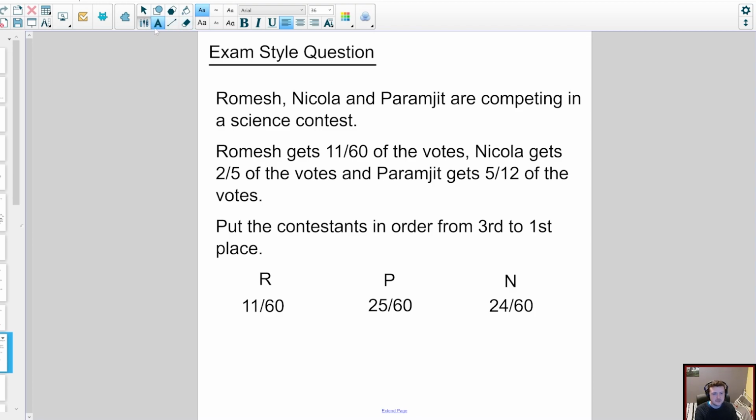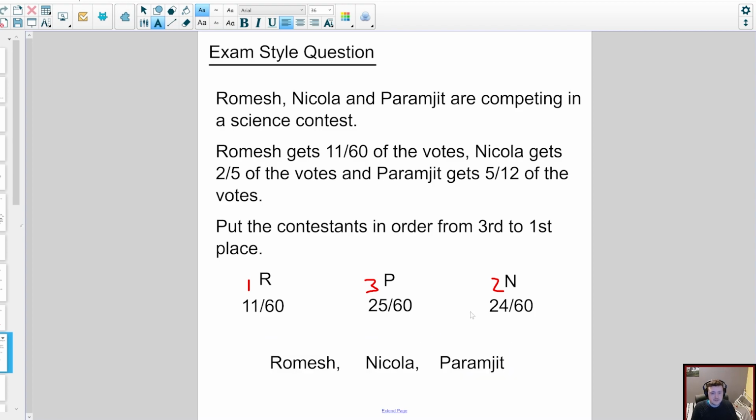So now, which one is from third to first? So we're putting third place first, so the smallest, so that's 1, then 2, then 3. And so our final order is Ramesh, Nicola, Paramjeet. The very order that they told us in the question turns out to be the correct order of votes.